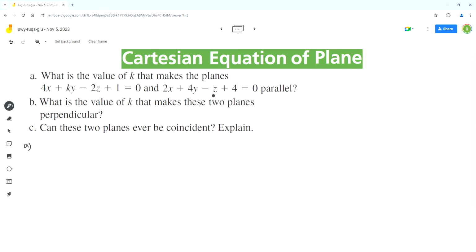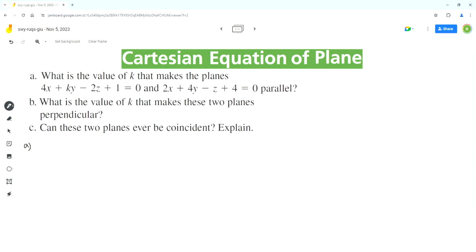If two planes are parallel to each other, that means their normal vectors are also parallel to each other. So this is a very important concept we need to understand and memorize. We are given the equations in Cartesian form. We can write the normal vectors for these two planes.